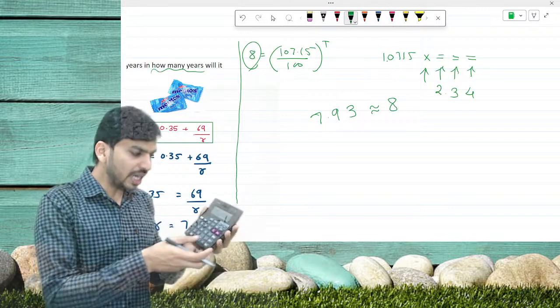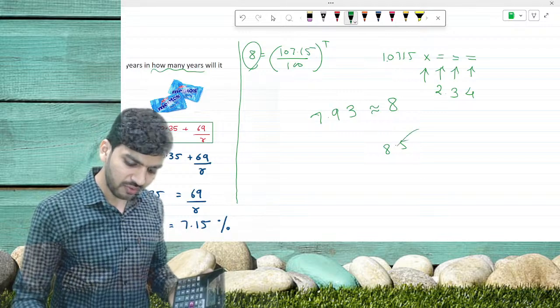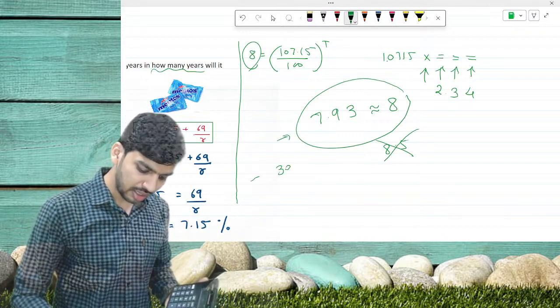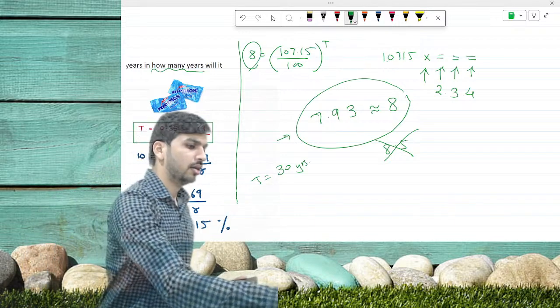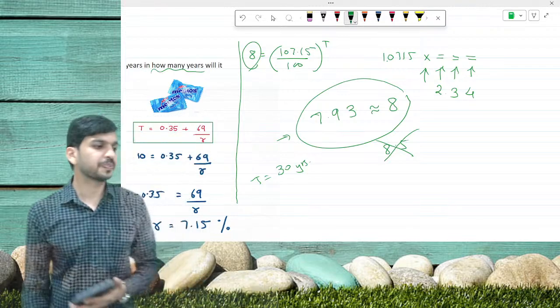If I press equal to again, the count will be 31 and it is showing 8.5, which is wrong. So we will go for 30. That means t is equal to 30 years.